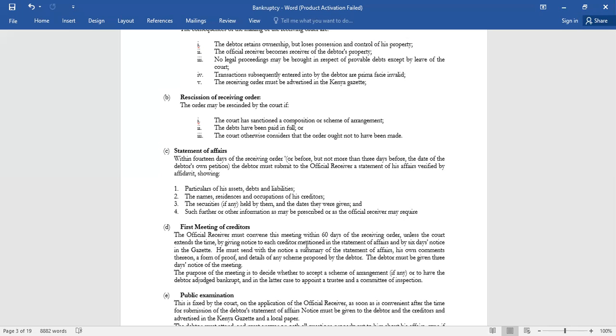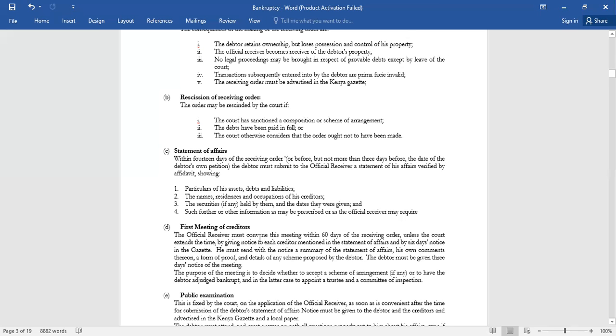So this meeting is very crucial. It is the determining factor of whether you will be bankrupt or otherwise. Should the creditors accept your payment scheme of arrangement, you will not be declared bankrupt. If they reject, or if you've not provided any scheme of arrangement on how you are going to clear your debt, they'll go ahead and petition for you to be declared bankrupt.